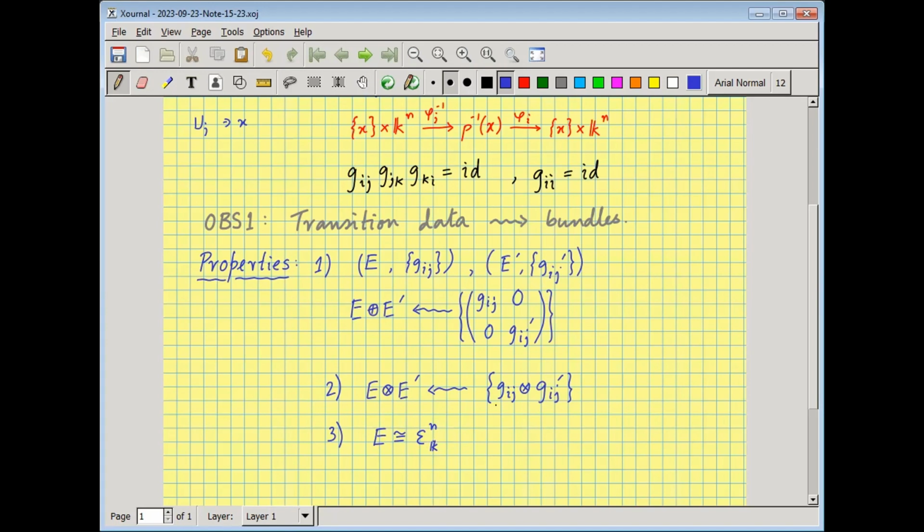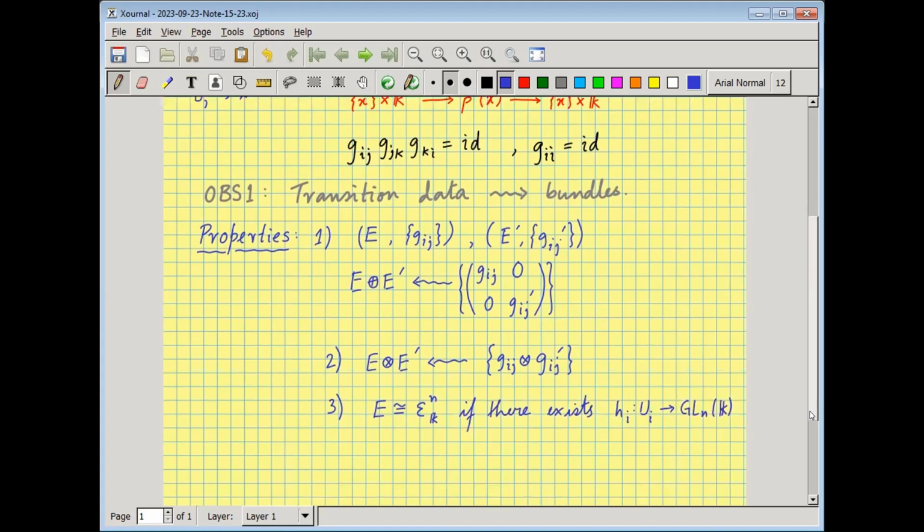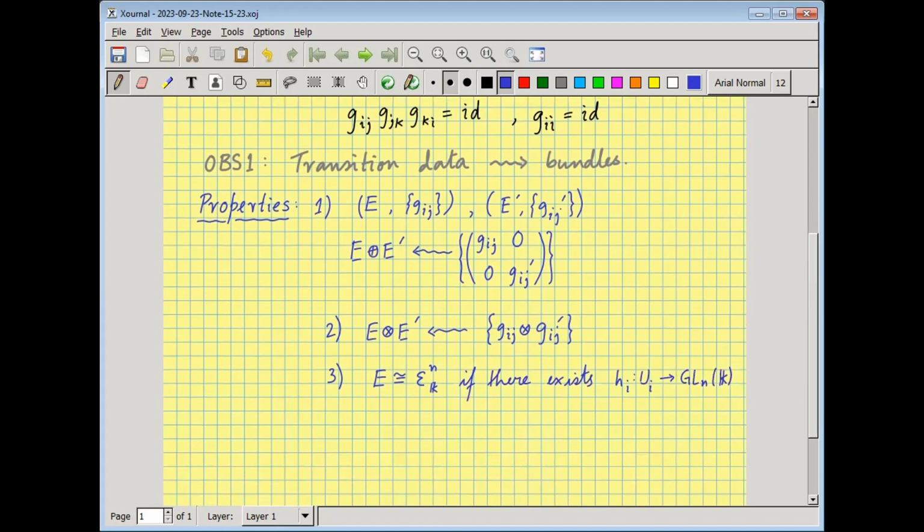So this happens if there exists maps Hi from Ui to GLn k. So you're looking for maps from the trivializations to GLn k, such that what happens? This is kind of crucial, such that your Gij that you have, so this is a matrix valued map, and this is defined on Ui intersection Uj. You want that to be the product of these matrices. Okay.